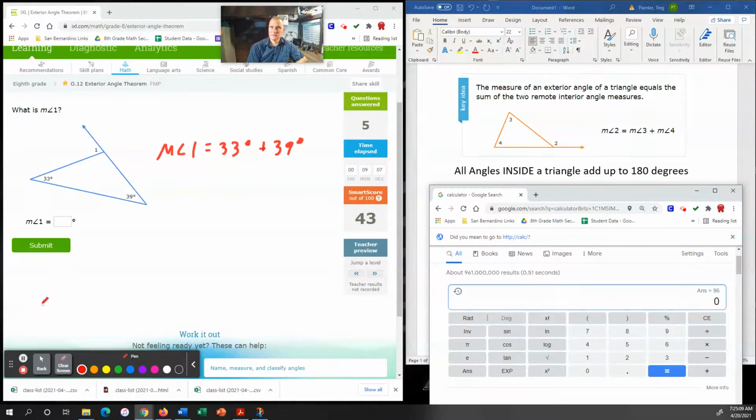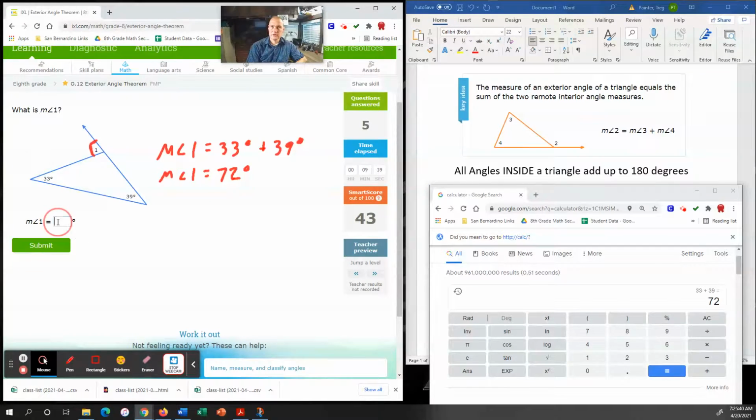All right, calculator. We got 33 plus 39. It's going to take us to 72 degrees. So measure of angle 1 is equal to 72 degrees. And double check it. It's a little bit less than 90, because it's not really a right angle, but it's kind of close. So a little less than 90 being at 72 seems reasonable. So here we go, 72 degrees.